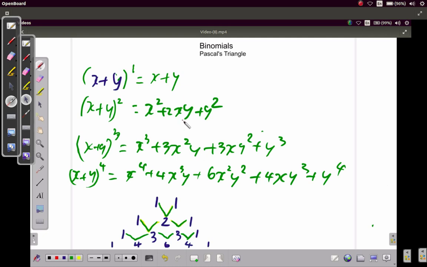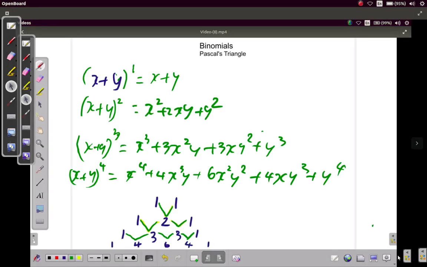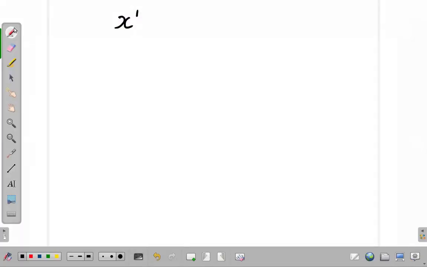Now, let us look at these coefficients. You notice here that this is an x. It's really x to the 1. So, suppose I write this x and say it is x to the power of 1. Here is plus y to the power of 1. So you have plus y to the 1.